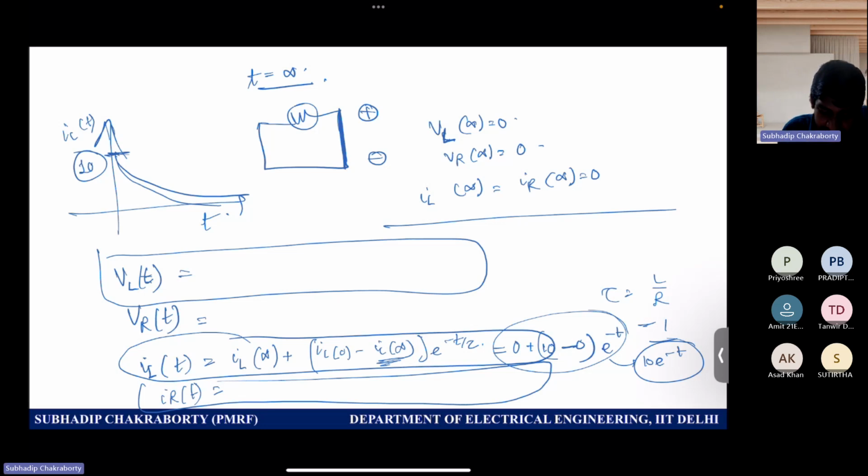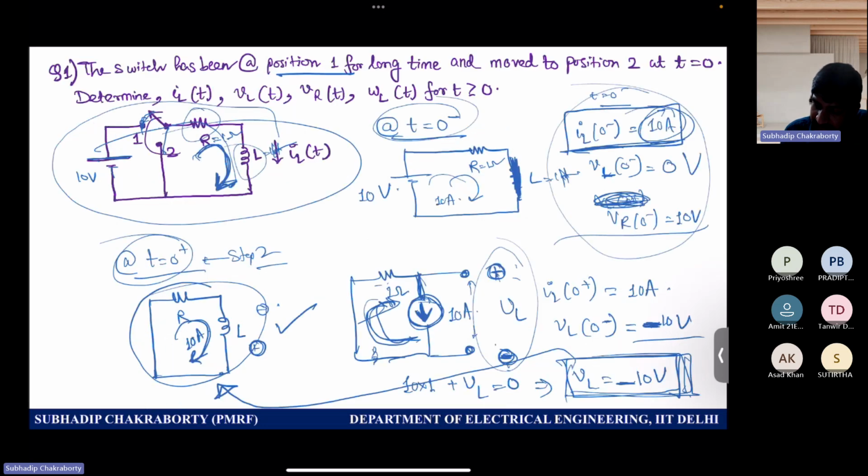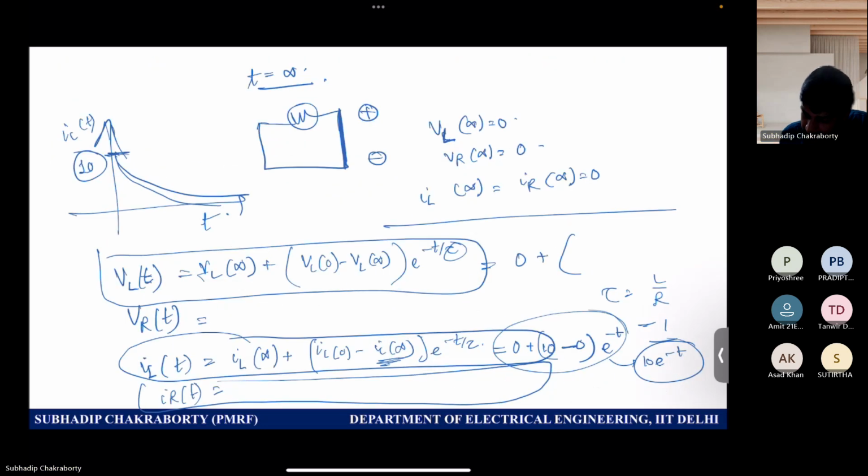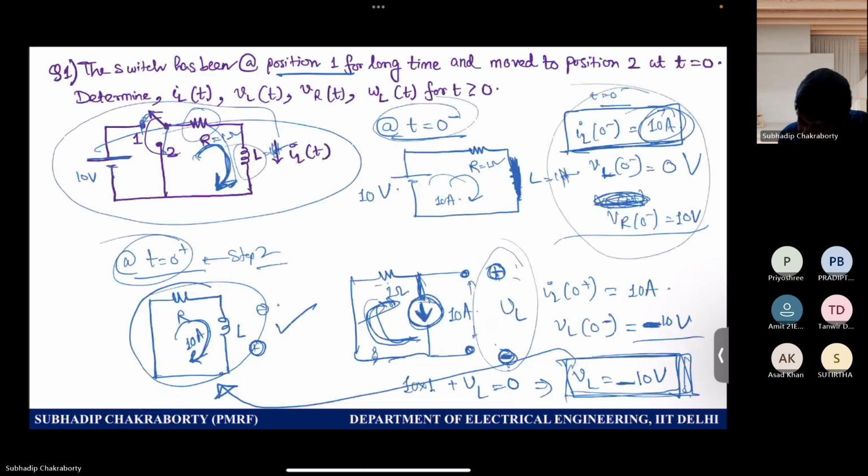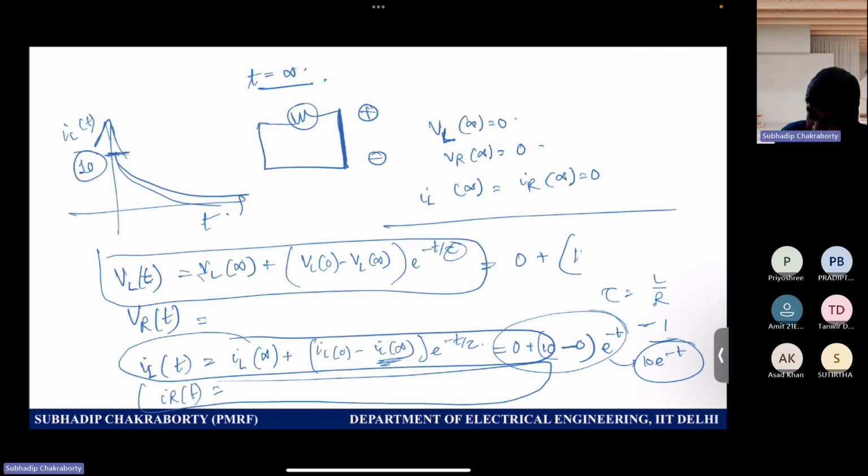So now tell me, what is VL of t? Similarly, VL infinity plus VL 0 minus VL infinity, e to the power minus t by tau. Tau is 1. Now what is VL infinity? VL infinity is 0. VL 0 is what? Sorry, 0 plus. So VL 0 plus is 10 with a minus sign. And this is e to the power minus t by tau.